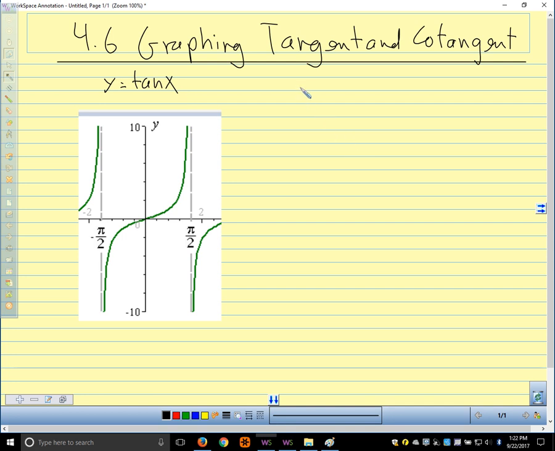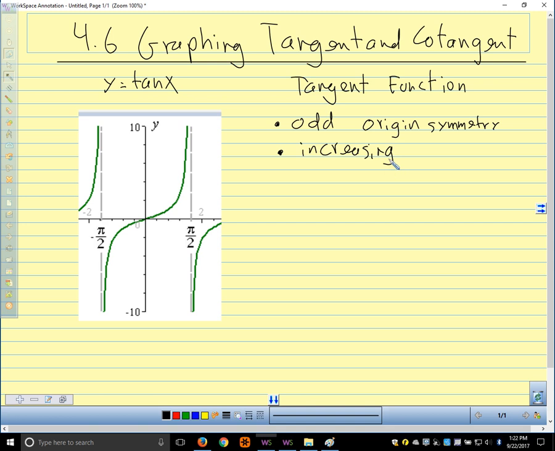So I want to talk a little bit about some important features of the tangent function. First off, we already know that tangent is odd. So odd functions have origin symmetry. So if we rotate this graph around the origin, it looks exactly the same. Another important thing about the tangent function is it is increasing. So it goes uphill from left to right, always. And we get these repeating patterns here.